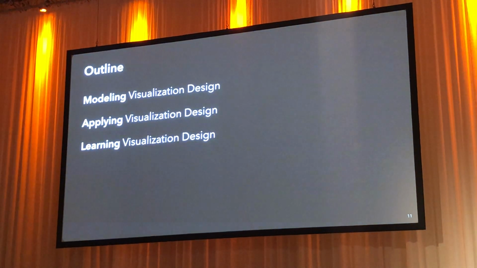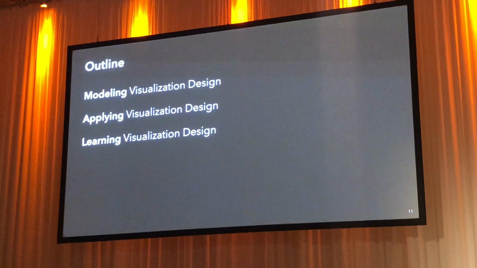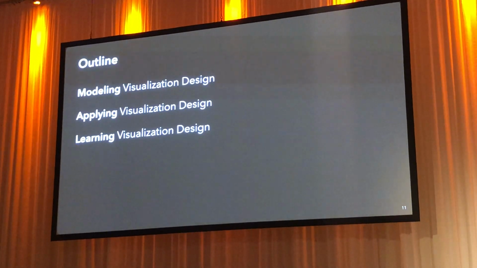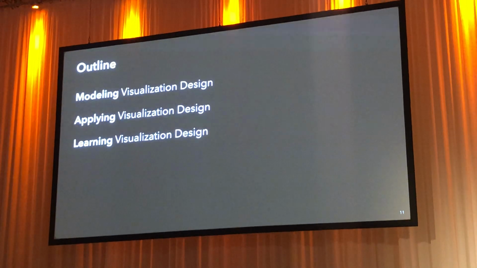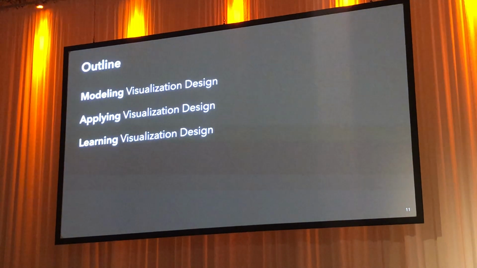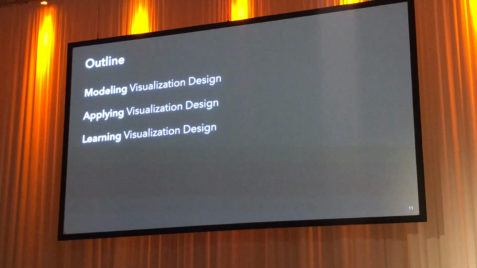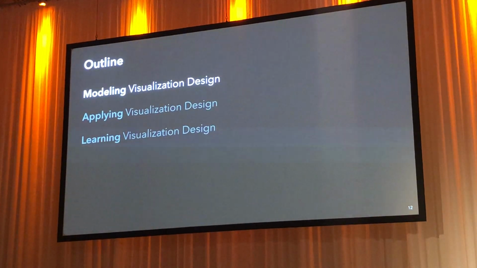So in this talk, I'm going to show you how we model visualization design in Draco and what the underlying representation is that we use. Then I'm going to tell you how we encode visualization design rules as constraints. And then lastly, I'm going to show you how we learn trade-offs among rules using machine learning. So let's start with the representation.